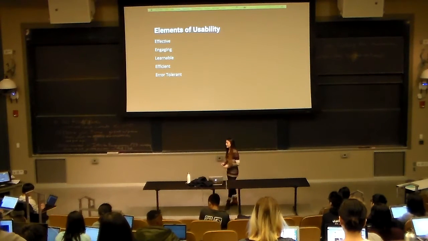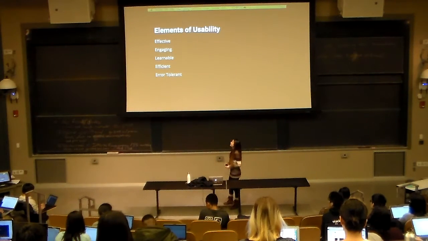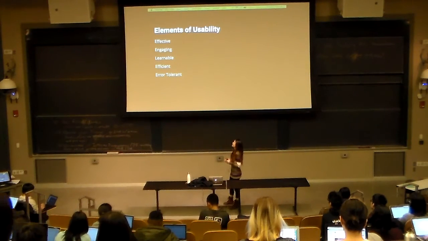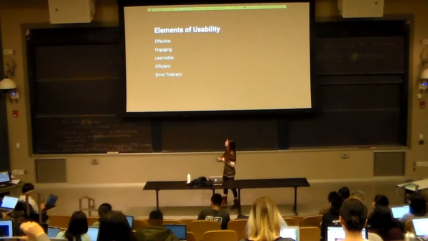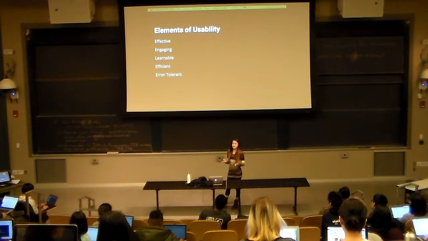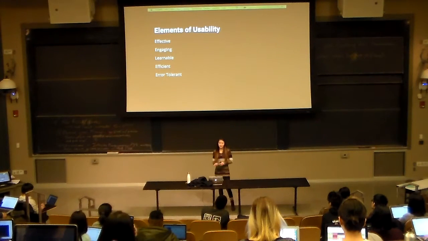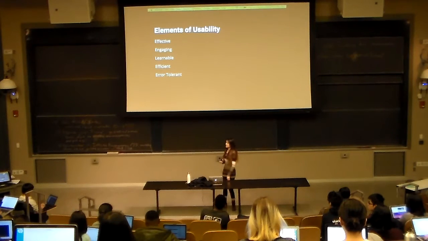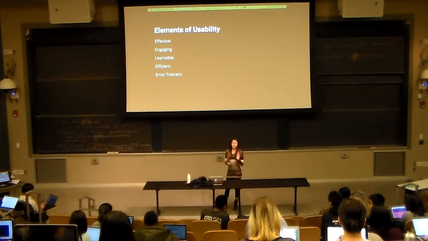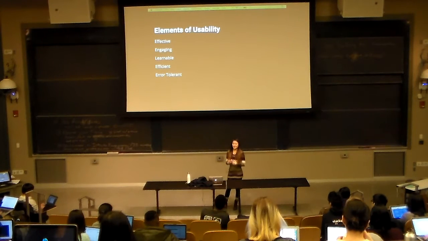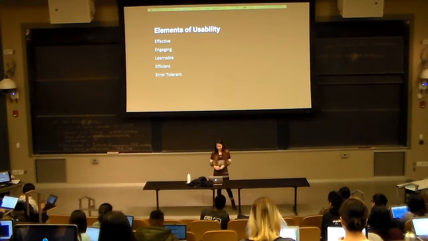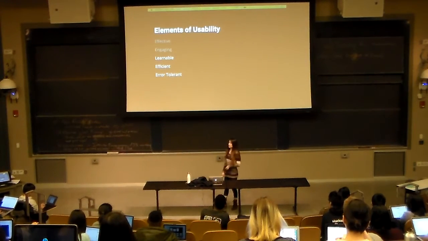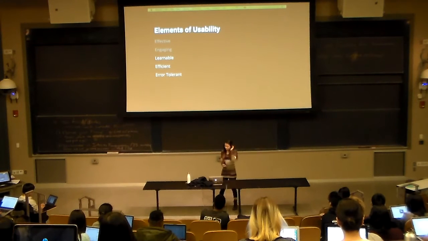So there are 5 main elements of usability. Is your design effective? Is it engaging? Is it learnable? Is it efficient? And is it error tolerant? Effectiveness means that the user can accomplish the goals he or she sets out to do. Can they do what they want to do with the app? Engaging means the app is fun to use and draws people in, makes them happy overall. And for this lecture, we'll focus on the last 3: learnable, efficient, error tolerant. I'll go into those deeper.